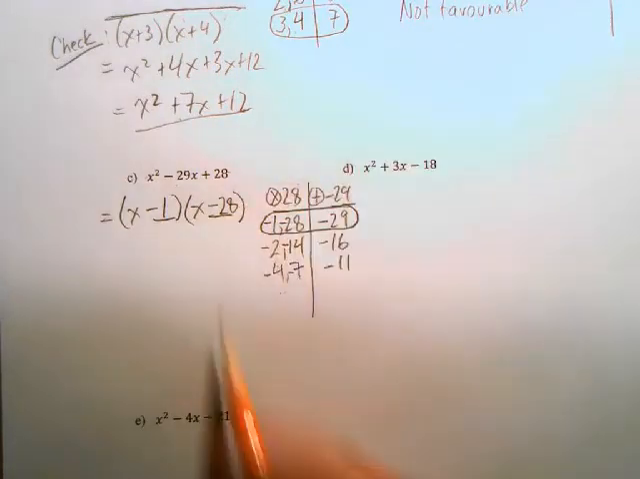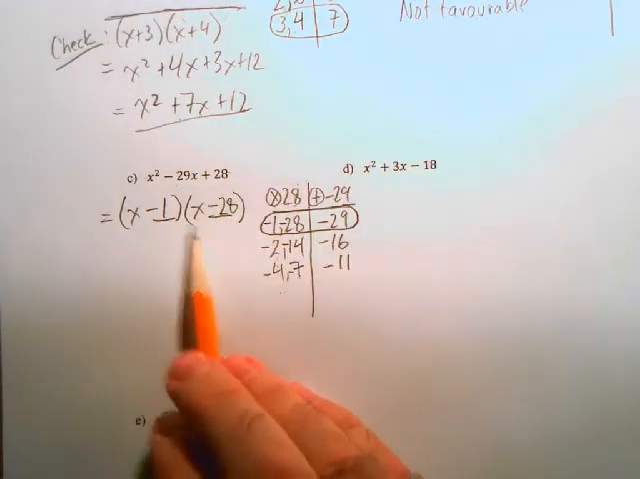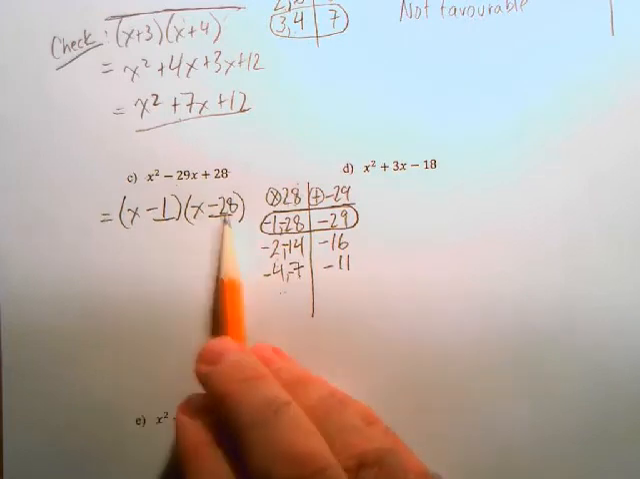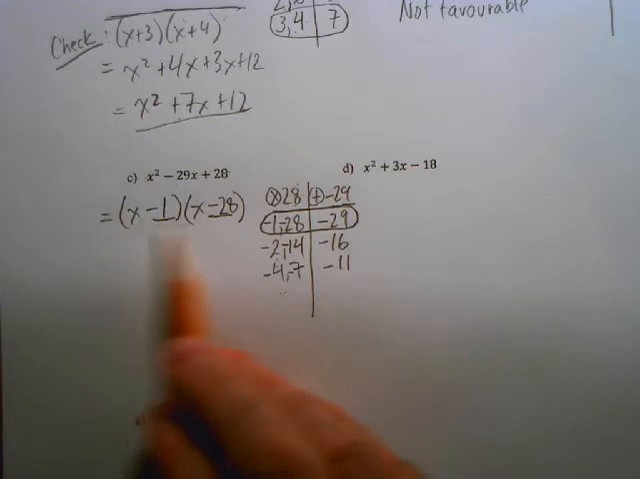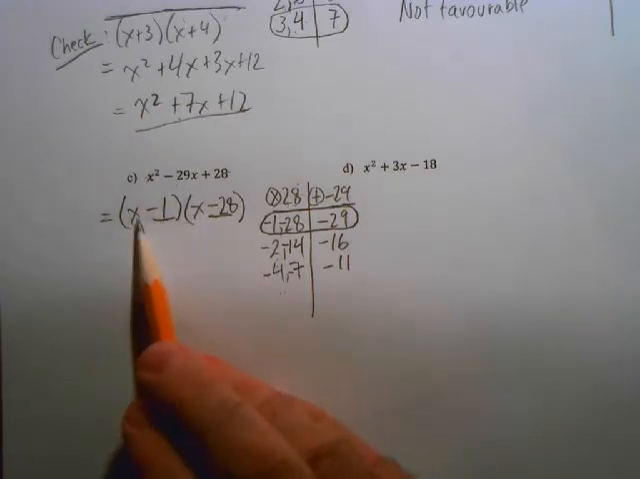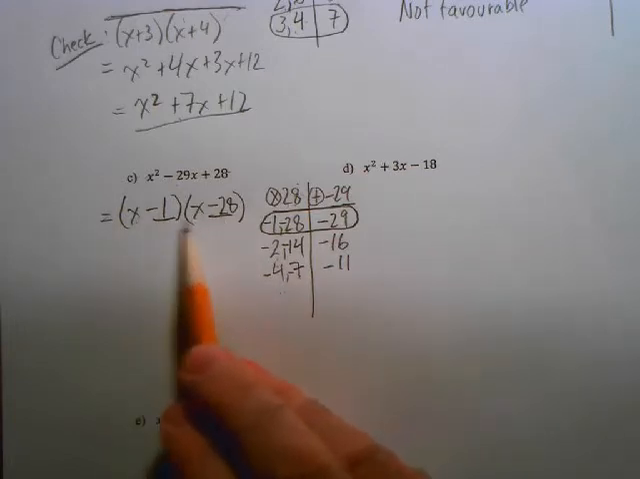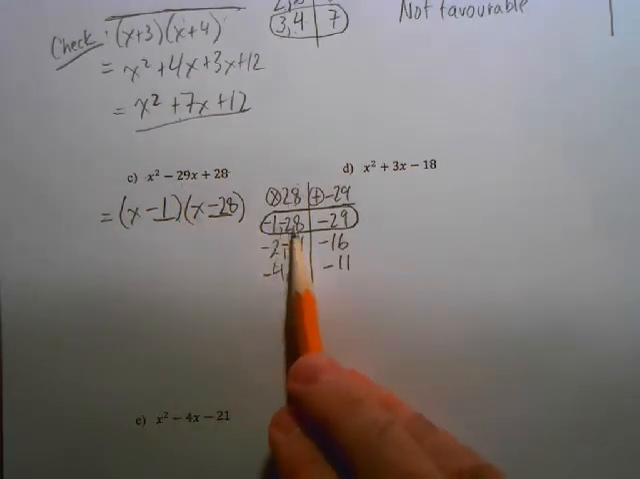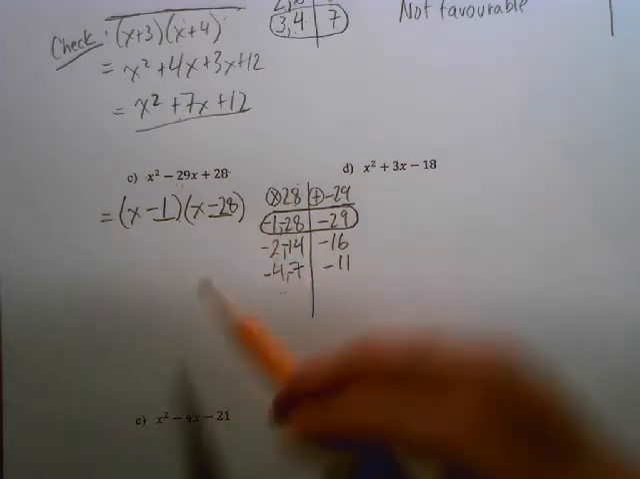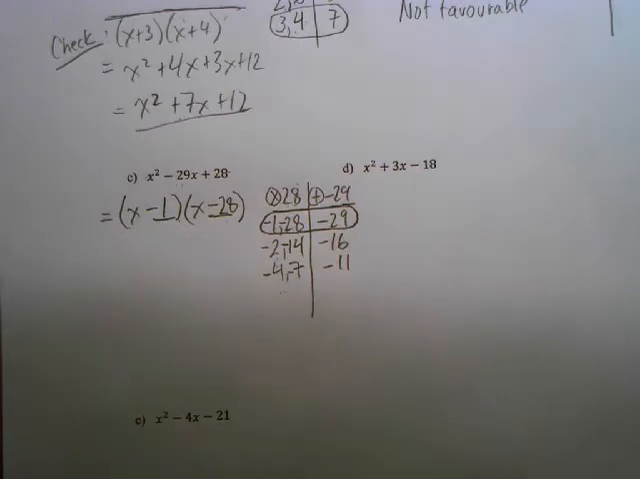And you can kind of check it in your head here. -1 times -28 gives me positive 28. The x's give me x squared. And then the 2 middle multiplications, I got negative 28x when I multiply these two, and negative 1x when I multiply these two. When I add those two together, I get negative 29. And you can see those numbers pop up here, negative 1 and negative 28. Okay, so that's how you think about the sign.